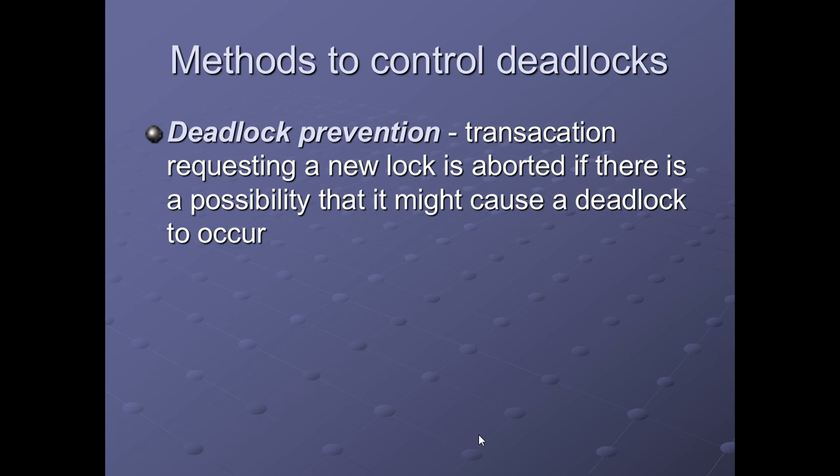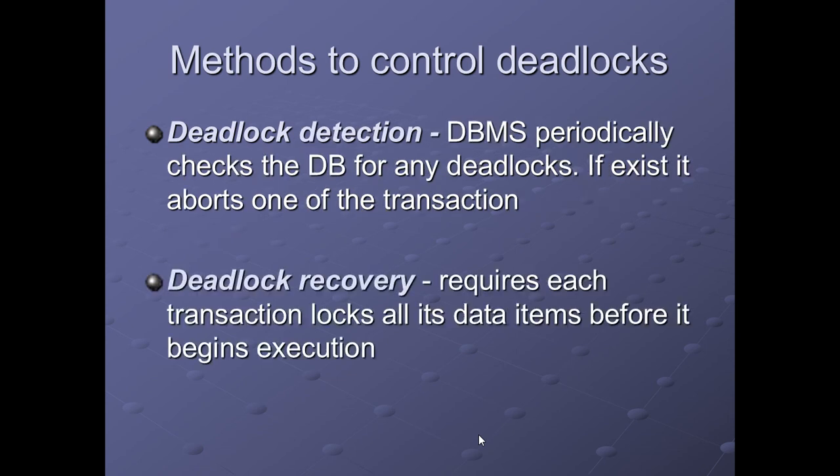Deadlock prevention: a transaction requesting a new lock is aborted if there is a possibility that it might cause a deadlock to occur. Then deadlock detection: the DBMS periodically checks the database for any deadlocks. If one exists, it aborts one of the transactions.